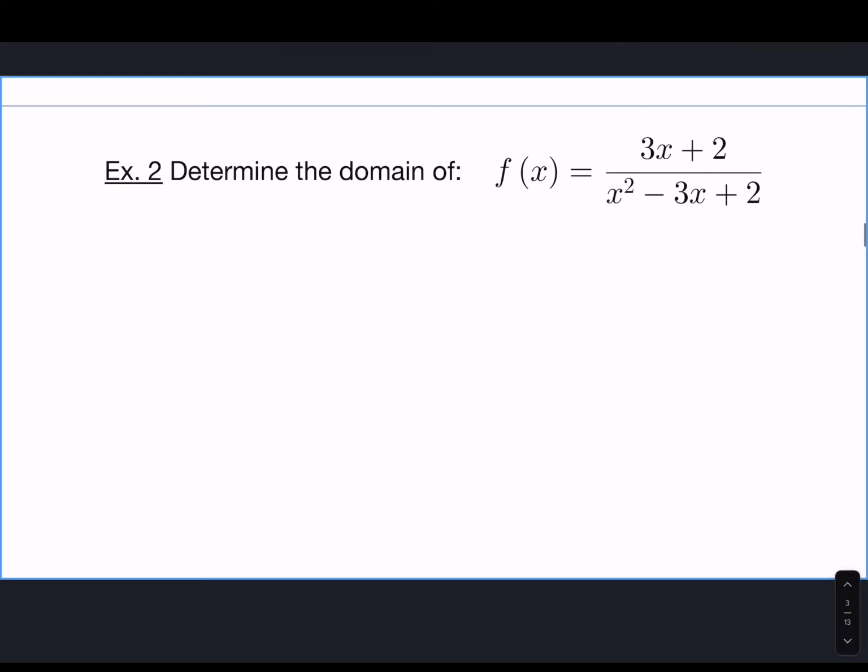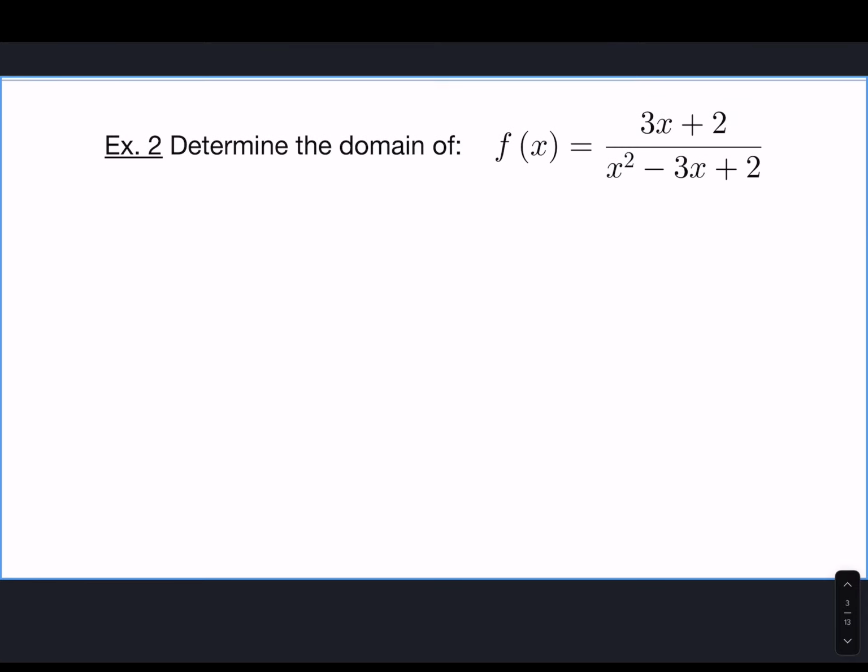Okay, example 2. We want to determine the domain of 3x plus 2 over x squared minus 3x plus 2.